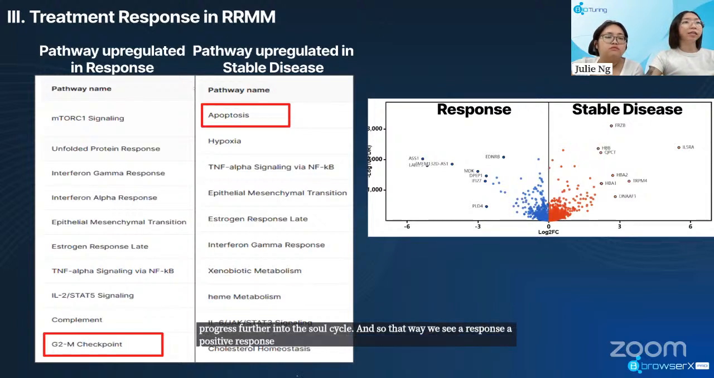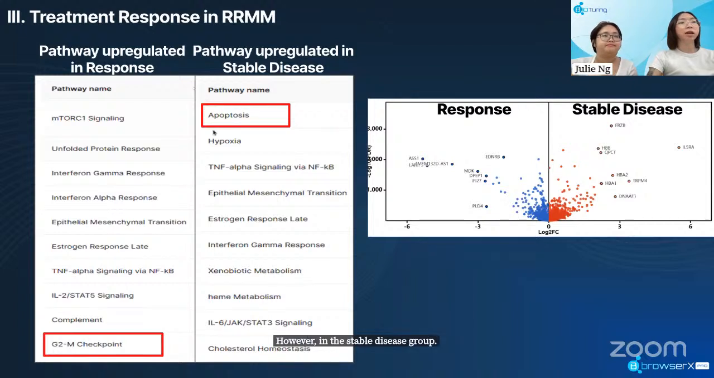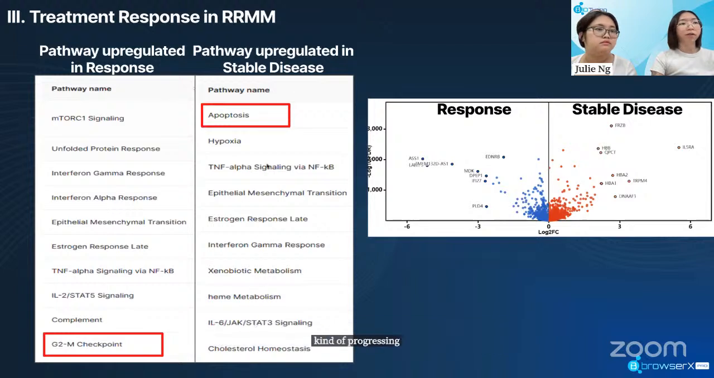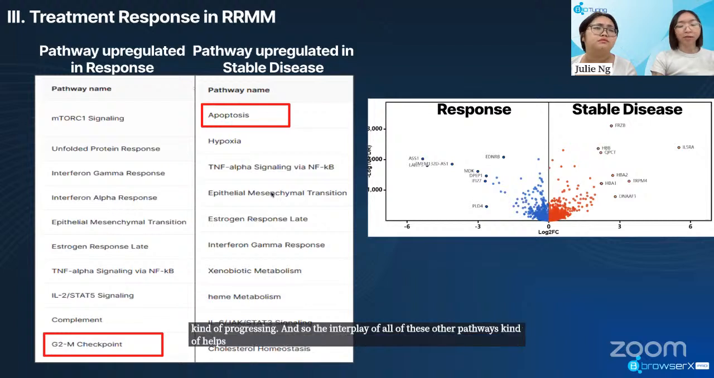However, in the stable disease group, we see an upregulation in apoptosis. One way we can interpret this is that the rest of these pathways are evading or escaping this apoptosis pathway, because we're looking at our stable disease group, right? Which means that the cancer is still progressing. And so the interplay of all of these other pathways helps escape this apoptosis pathway.